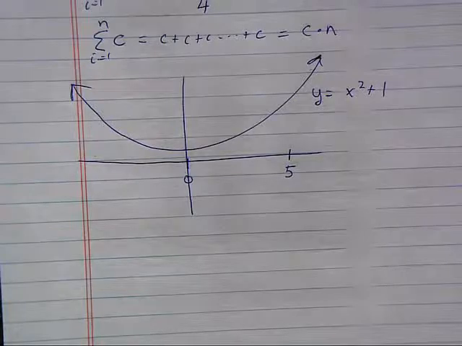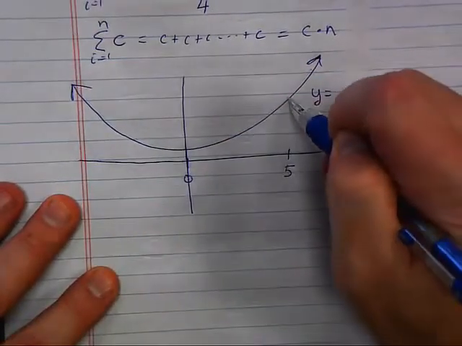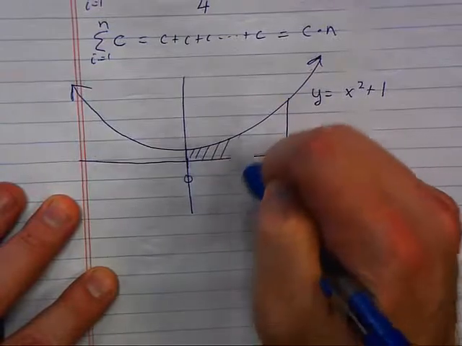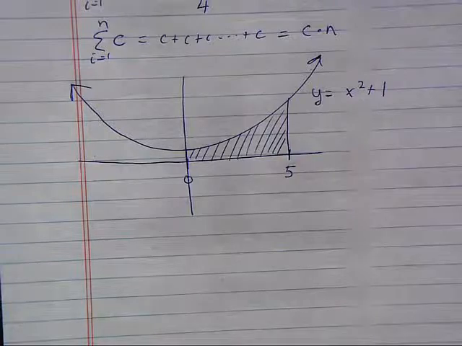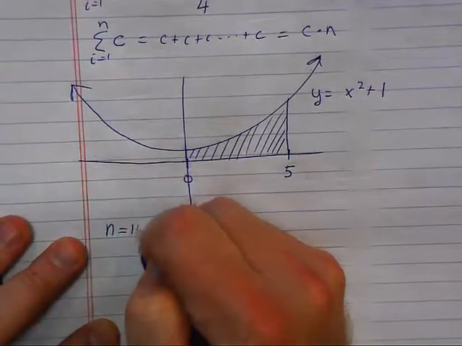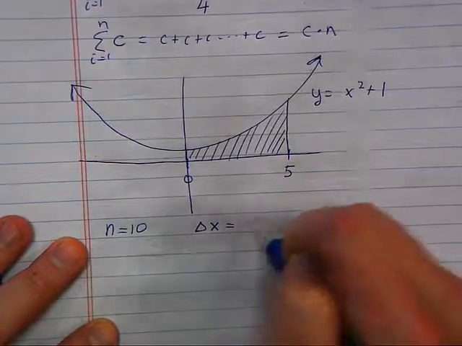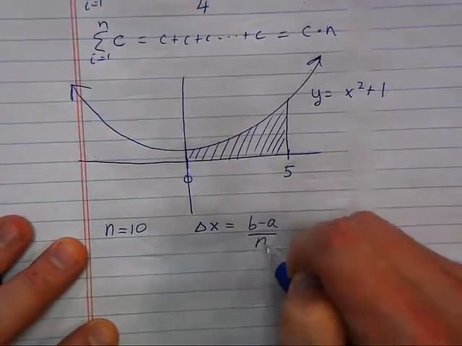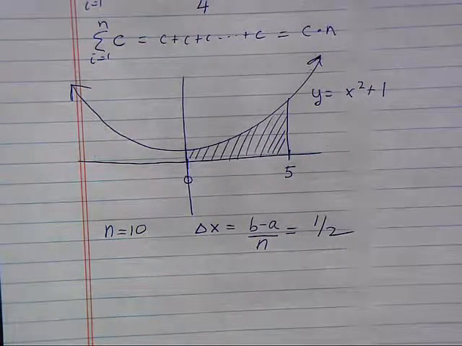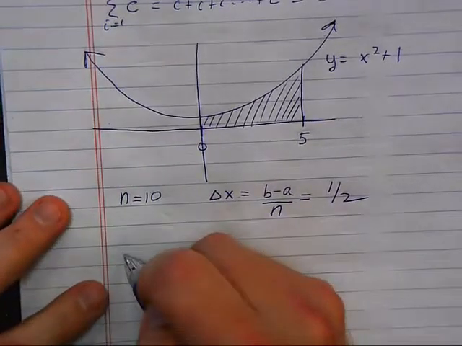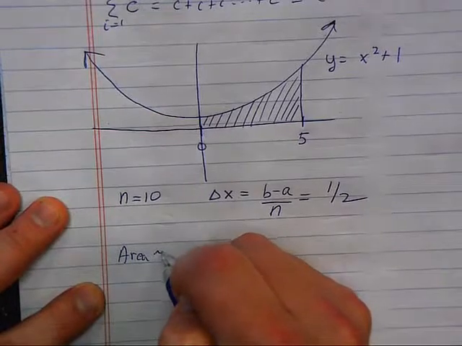All right, so again, we want to approximate this area, the area under this curve, from 0 to 5. How many rectangles do we want to build? 10. Okay? So we're going to build n equals 10. Again, I would know that delta x is b minus a over n, which is going to be 1/2. All right, so my area is going to be approximately.